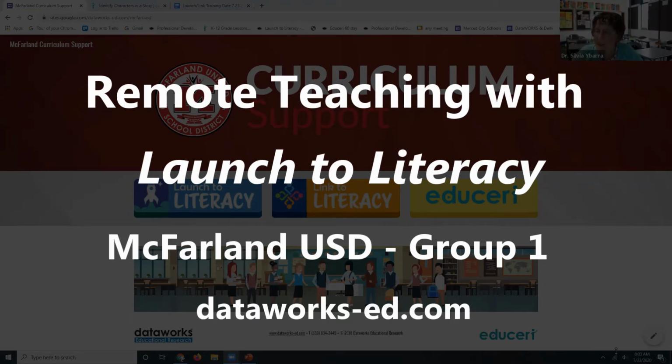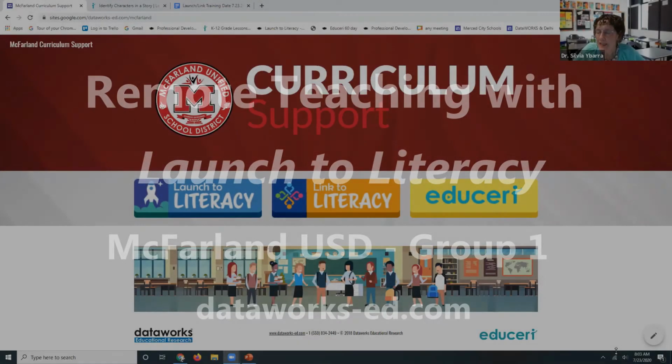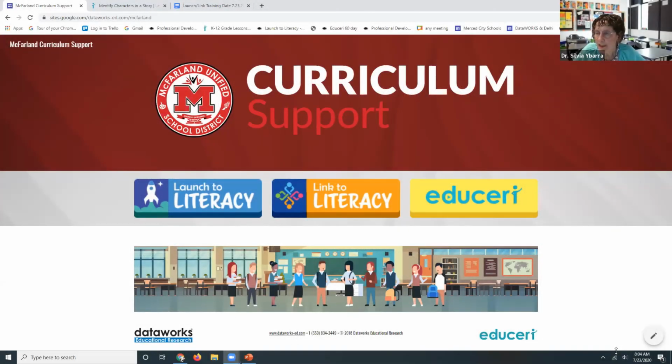Okay, the first thing that we would like to do is walk you through how we use the program. So this is your screen that you will have accessible for your district. And today we're going to be looking at this program, Launch to Literacy, because that's the one for kindergarten, first grade, and second grade. So I'm going to open this up.